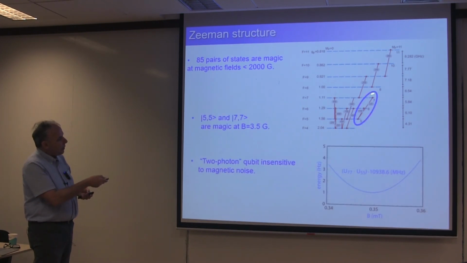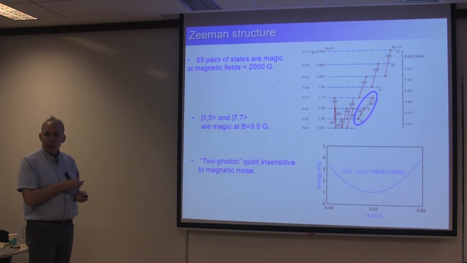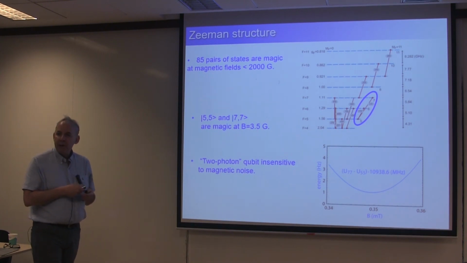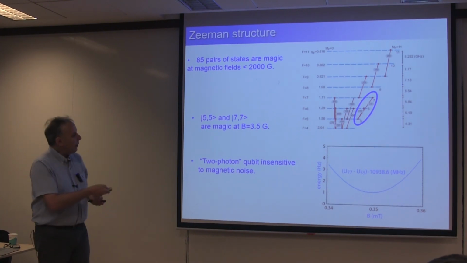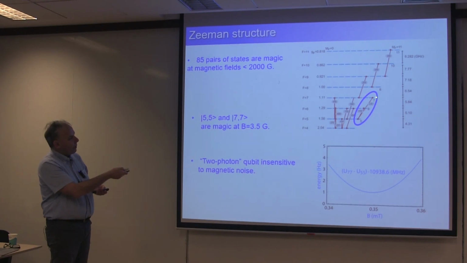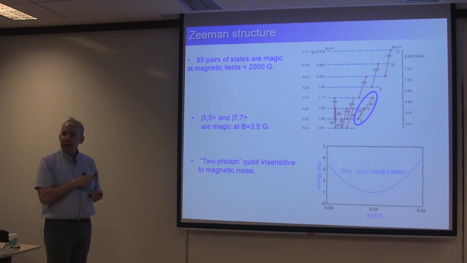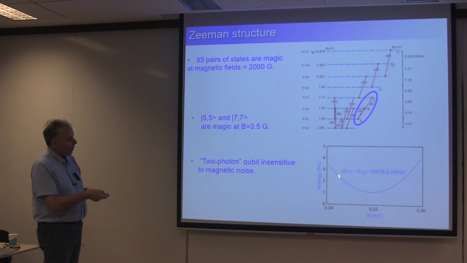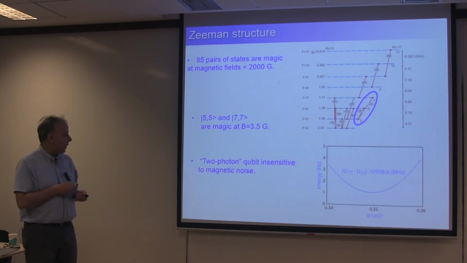It turns out there's a particular pair here which has a magic condition at just 3.5 Gauss. And that's because if you go to LS coupling, the states F equals 5 and F equals 7 have Landé factors in a ratio of 5/7, and therefore the maximal M states with M equals 7 and 5 have the same linear Zeeman shifts. You add in a little bit of nuclear magnetic moment, and you find this small field magic condition, which should give coherence times of many hundreds of seconds.